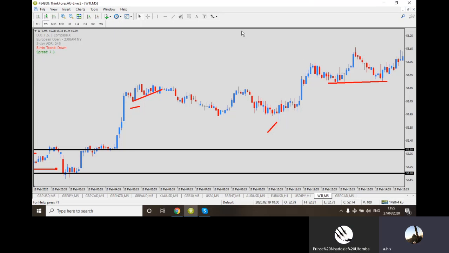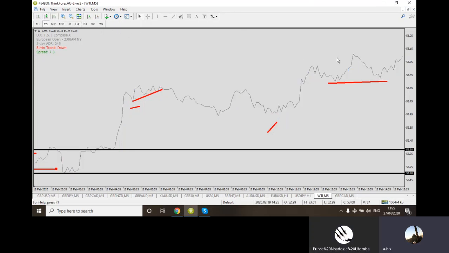And what you could say actually is this is like a W pattern right here. So if I change this to a line chart, look at that W. Right, that W right there. It's a beautiful W right there.